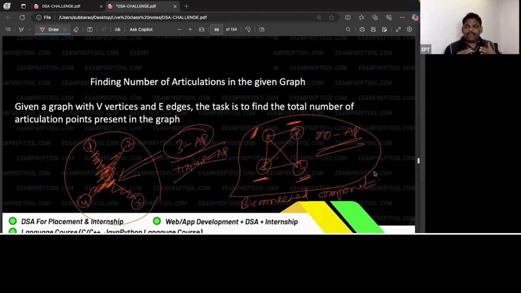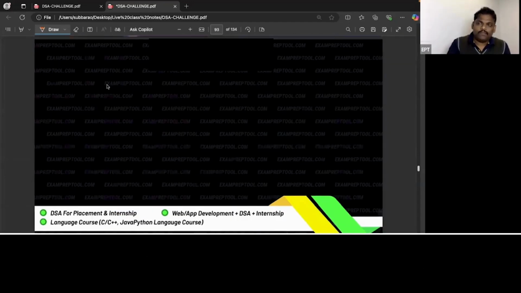Our goal is to find out how many articulation points are there in the given graph. I'm going to do it within a few minutes. I will give the nice algorithm also. Let's move to the problem further. How to find out articulation points in the given graph? What is the approach? Right? See this.